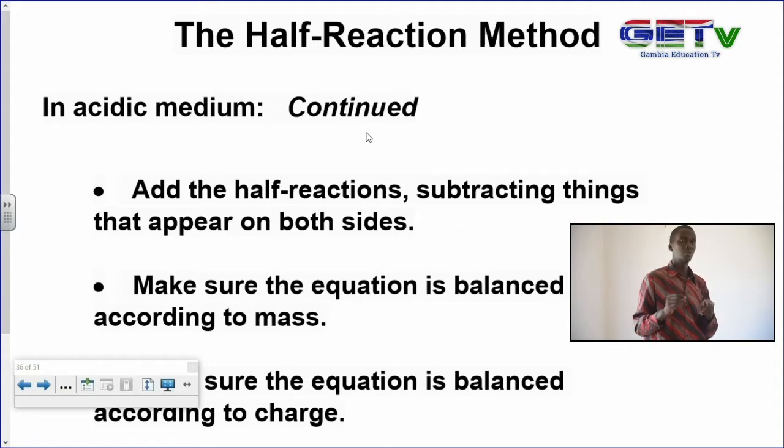Make sure the equation is balanced according to what? Mass. That is, after you consider again each atom on the reactant side and also on the product side, whether they are equal or not. And then after considering the mass in the reaction, now you come and concentrate on the ions.